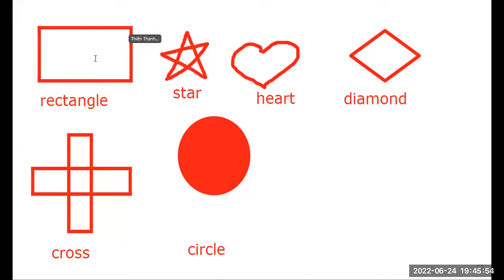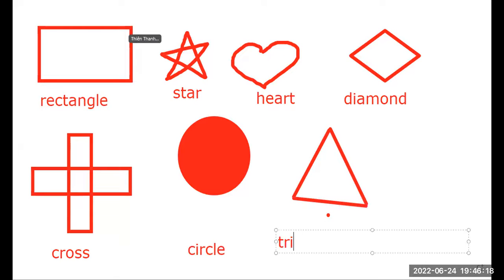And one more shape. Can you tell me what this is? Rectangle. Rectangle is here. Triangle. Yes, it's a triangle, right? One, two, and three. It's a triangle. T-R-I-A-N-G-L-E. Yes. So can you tell me more shapes?